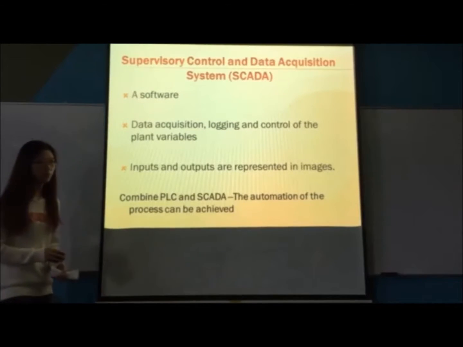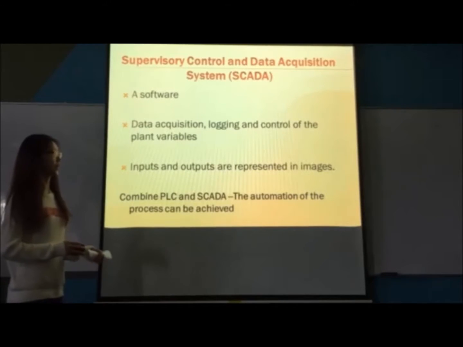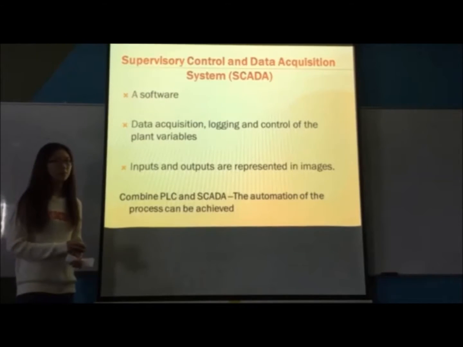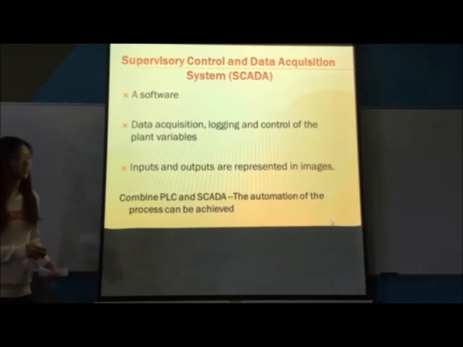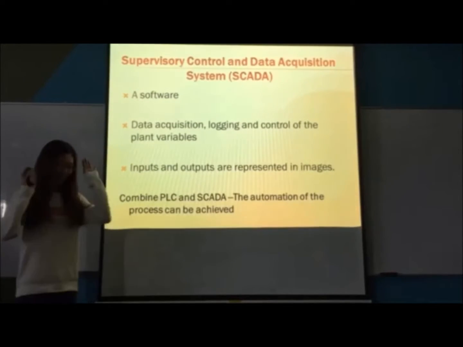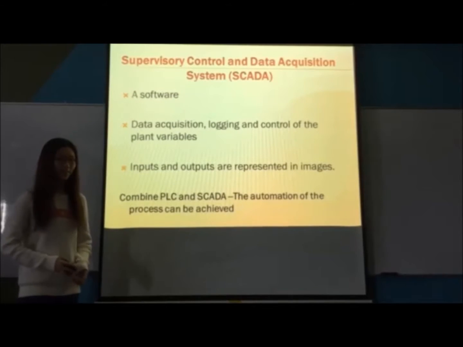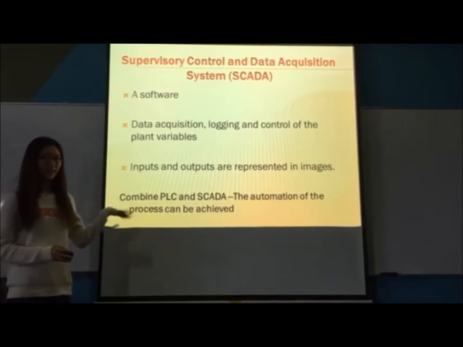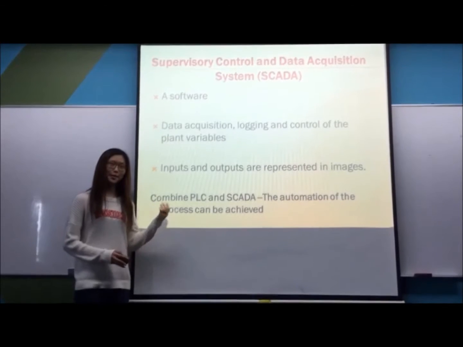The other process control system is the supervisory control and data acquisition system, SCADA. SCADA is software. It provides data acquisition, logging, and control of the plant variables. In the SCADA system, inputs and outputs are presented in images. The automation of the process can be achieved by combining PLC and SCADA system. Now I would like to pass to Nicholas.